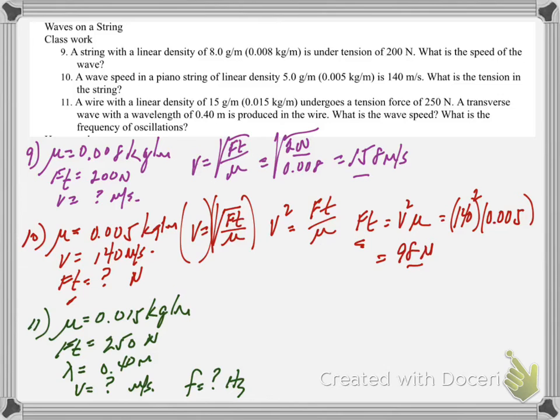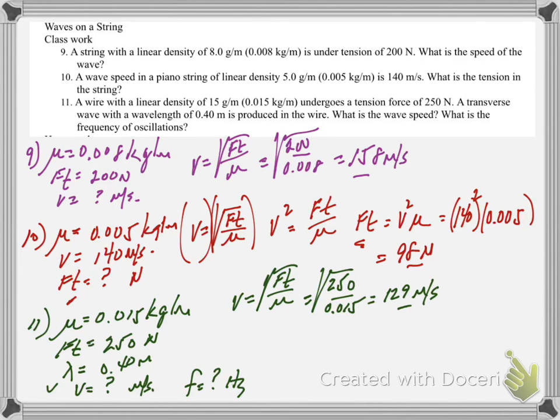All right, so we can say velocity equals the square root of tension over mu. And the first thing we want to solve for is our velocity. Our tension they gave us was 250. And mu is 0.015. And when you solve for velocity, we're getting 129 meters per second. All right, so that gives us velocity.